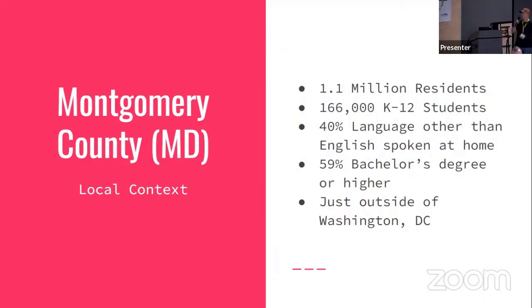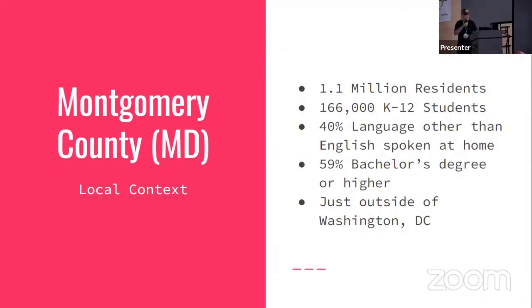An interesting thing is that in 40% of our homes, there is another language besides English spoken at home. So this gives you a hint about how diverse our area is and some things we're working with. 59% of our population, age 25 or over, has a bachelor's degree or higher.